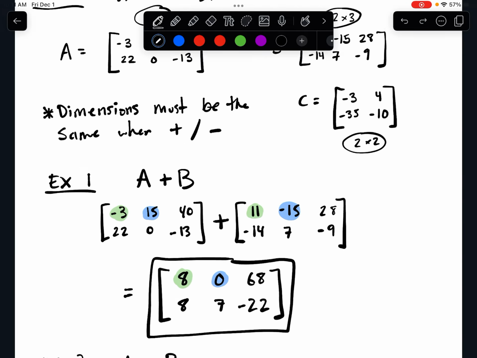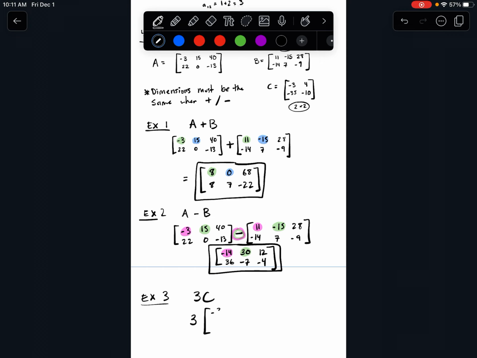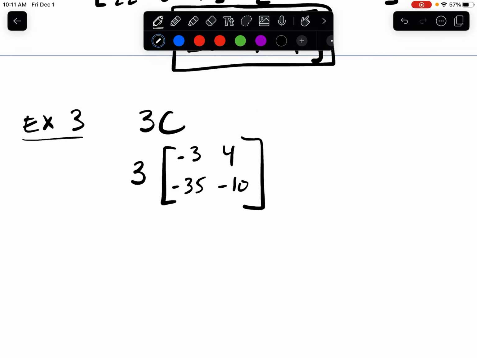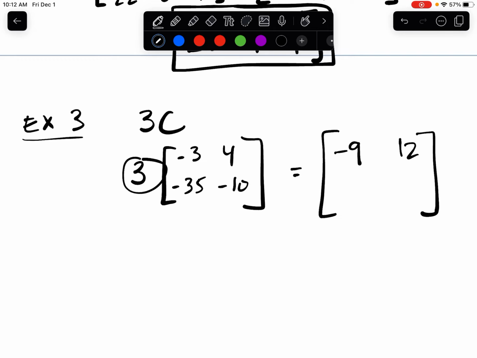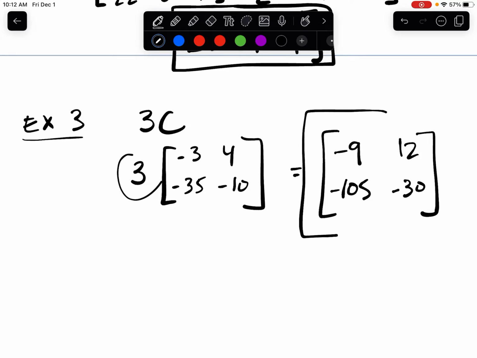Now we know matrix C is these values here, so I'm going to copy paste these down here. We've got -3, 4, -35, and -10. So all I have to do to find 3C is simply, it's almost like distributing, right? I'm taking this 3 and multiplying it by every single element in this matrix. So this would just be -9, because 3 times -3 is -9. 3 times 4 is 12. 3 times -35 is -105. And 3 times -10 is -30. So this right here would be the value of 3C.